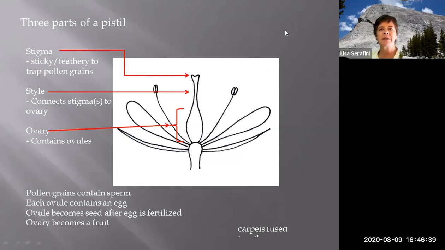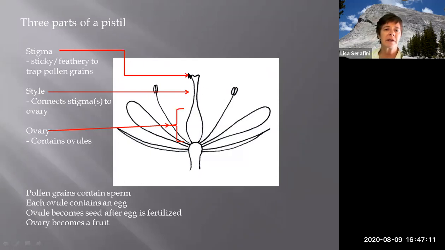Expanded part at the base, and it will contain one or more ovules. There are some ovaries that have just one ovule, but many ovaries have many ovules. So I'm going to talk about the birds and the bees, if you never got that. Pollen grains, or just pollen, each one contains sperm. In fact, in flowering plants, each pollen grain actually contains 2 sperm. I already said that the ovules, each one will contain an egg.